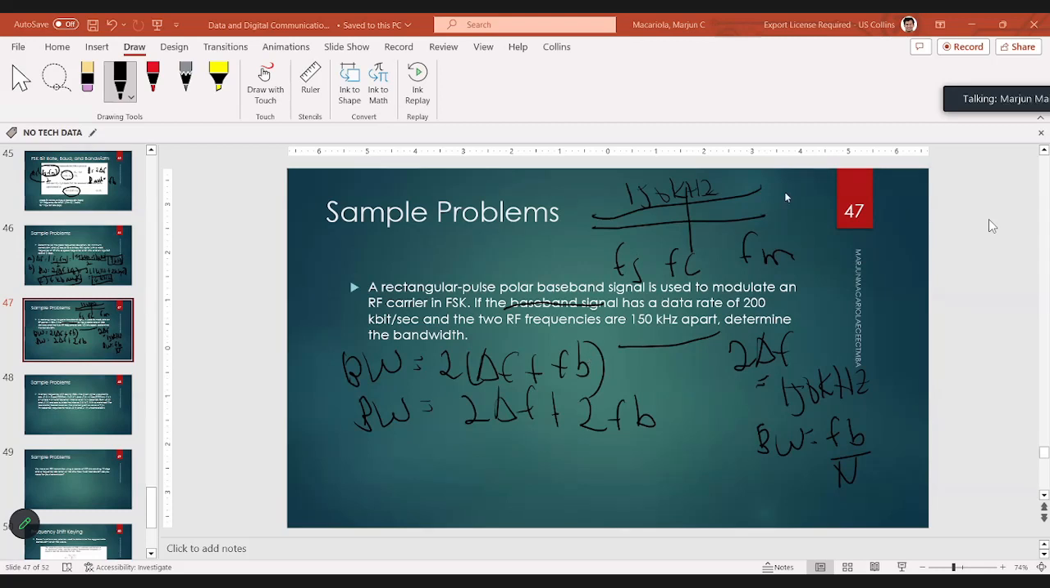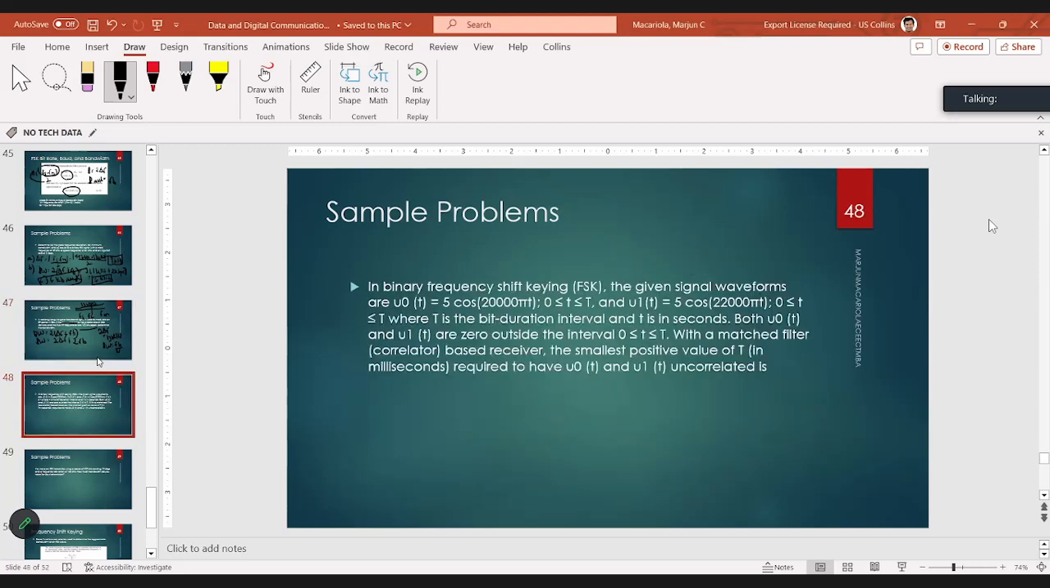Ay, balikan ko na lang. Balikan ko pala to, kasi parang may impact ata kapag rectangular pulse polar. So balikan ko to. So next meeting, solve natin to, para maliwanag yung solution ko sa kabila. So hindi ko na ituro yung rectangular pulse polar. Anyway, next problem muna tayo.